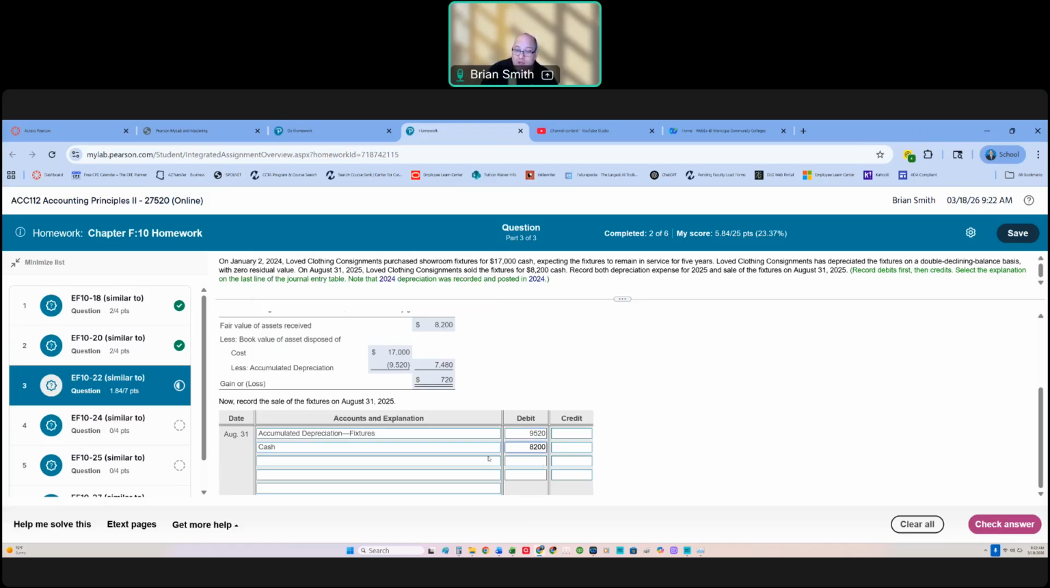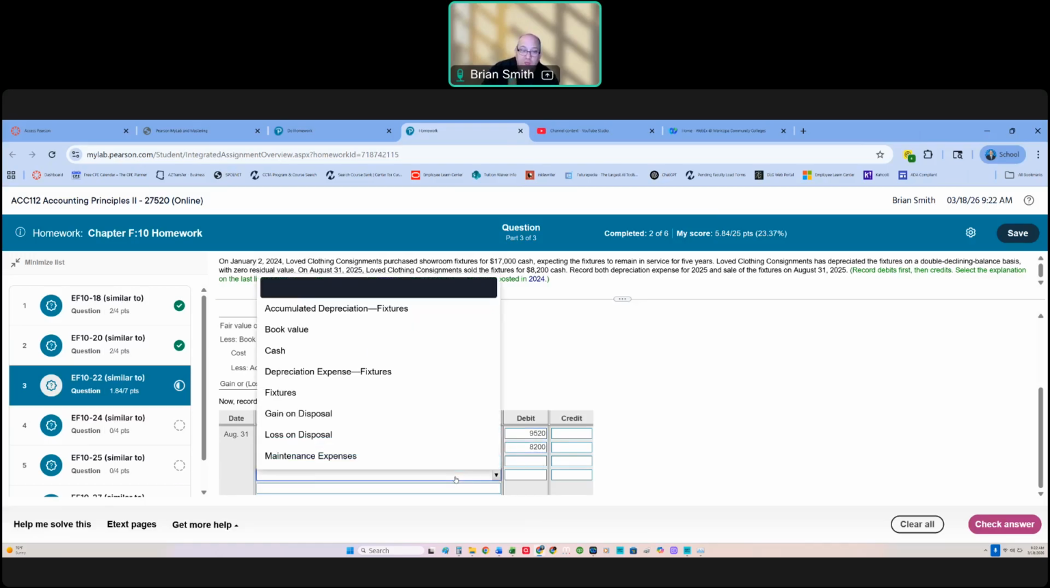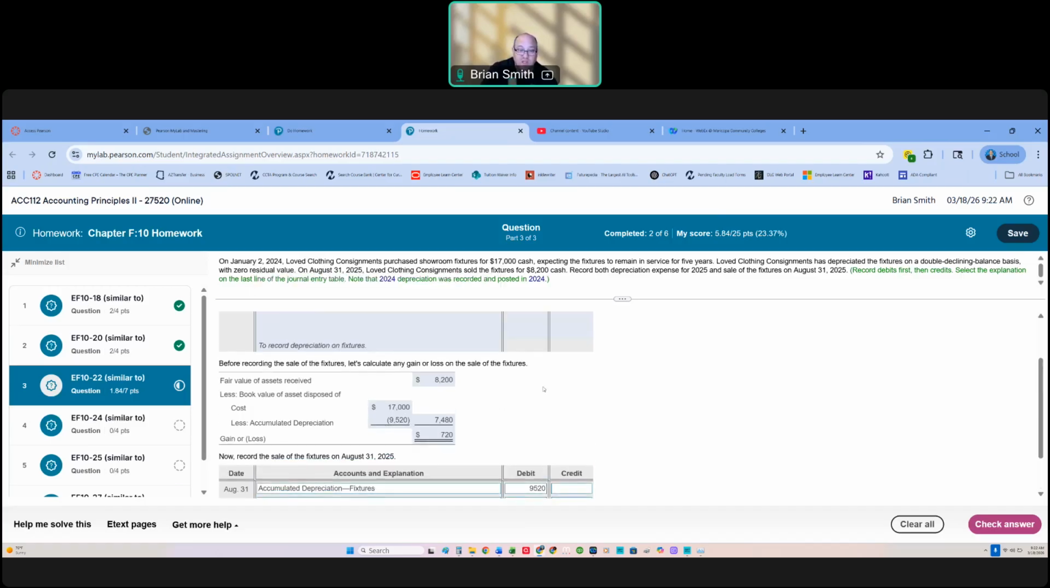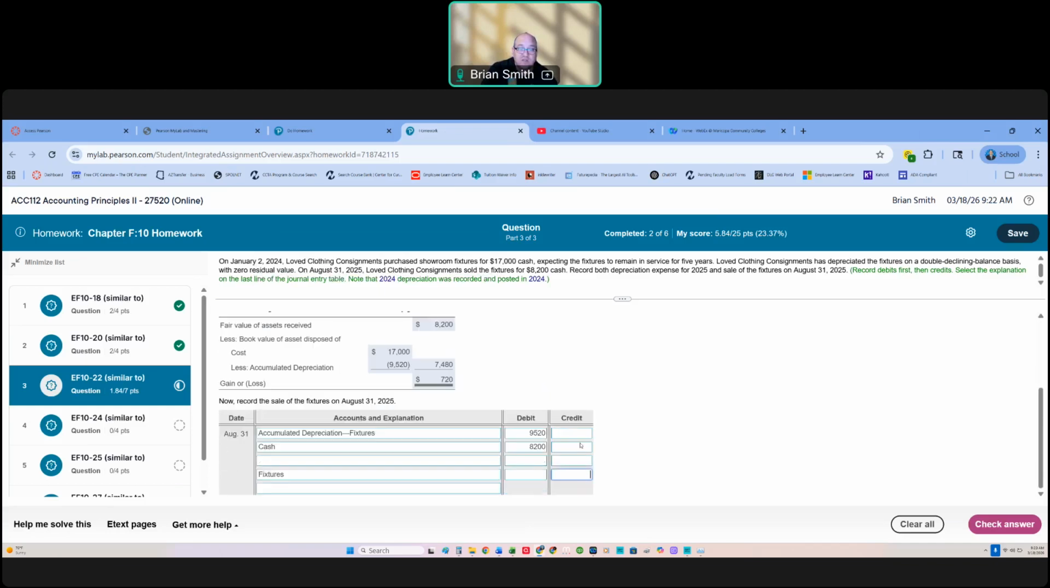Then I'm going to skip a line. I always skip a line, even though they had us already calculate that it's a gain. I skip a line, and then we're going to get rid of the fixtures themselves, which cost us 17,000.